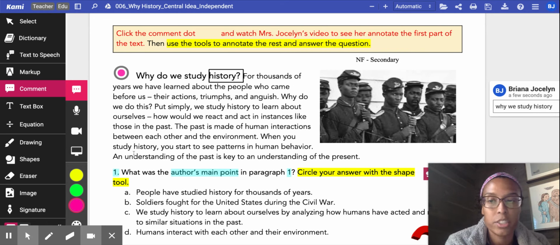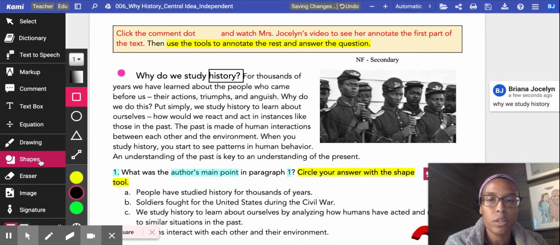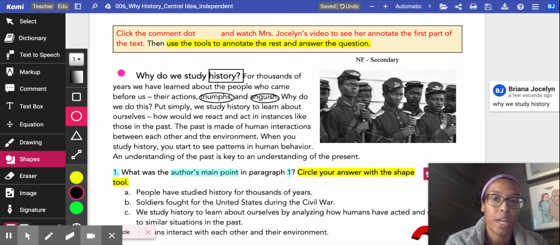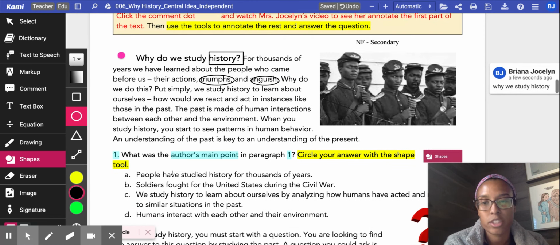The next thing I want to do is circle any words that I might not know. The two words that I'm going to circle right now are triumphs and anguish. Maybe those are words that you might not know right away when reading. You want to identify those as vocabulary words in the text. Finally, I'm going to underline anything that can help me answer my question.